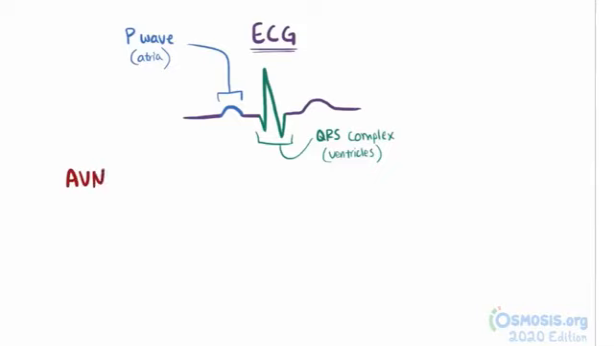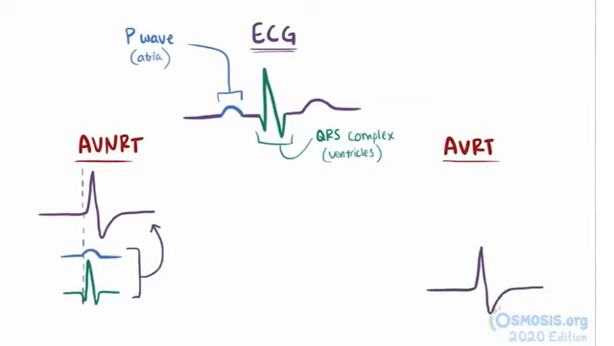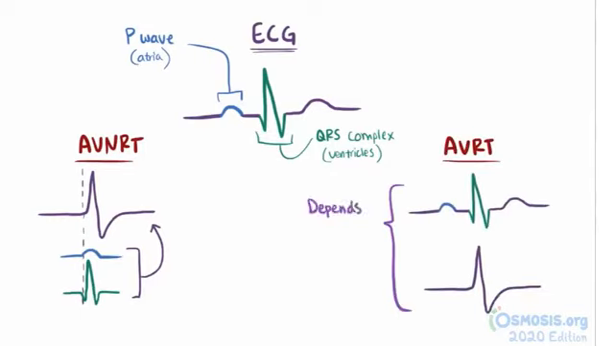On an ECG with AVNRT, the P wave might not be visible, since the signal's getting to the atria and the ventricles at almost the same time. So the P wave starts essentially where the QRS starts, and when you add them together, the P wave could get buried under the QRS complex. With AVRT, the P waves might or might not be buried, depending on where the accessory pathway is located.